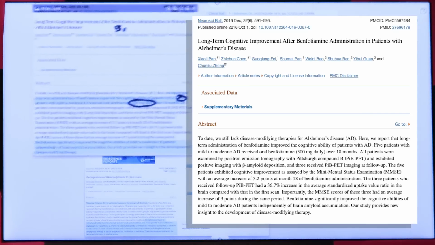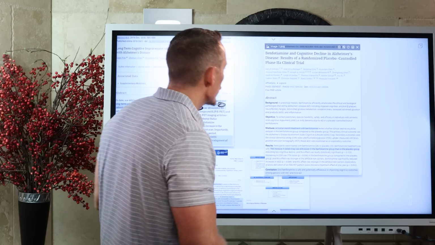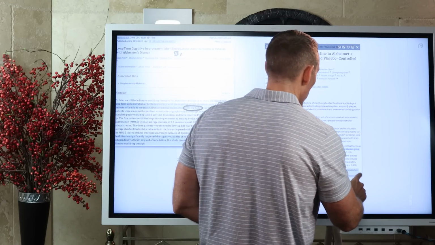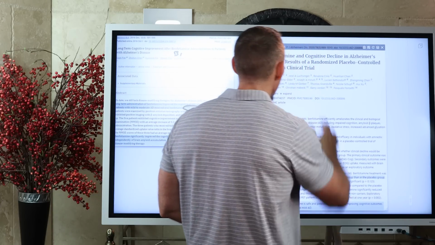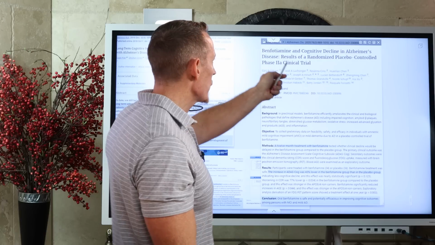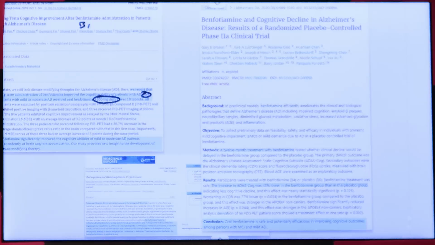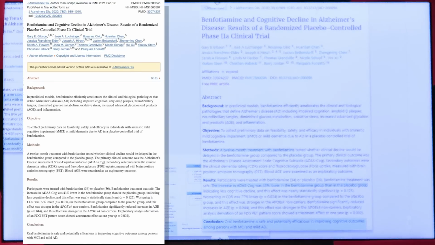So not a ton of data, but it is promising, and especially when you add it to this follow-up study that was done. Also a small-scale study, but this is where it starts. We start in small trials and then we work our way up. This study was published in 2020. You can see here, benfotiamine and cognitive decline in Alzheimer's disease. And this was a randomized placebo-controlled phase 2A clinical trial. So this was a 12-month treatment.